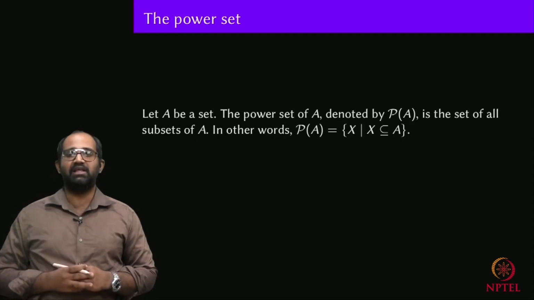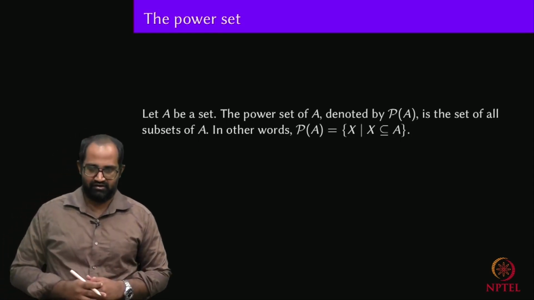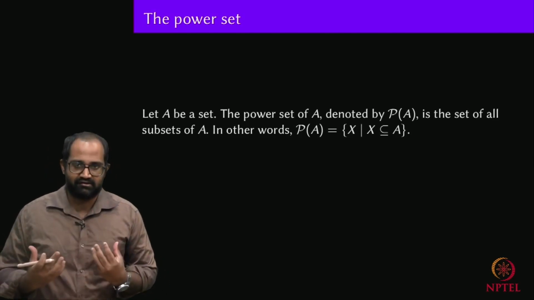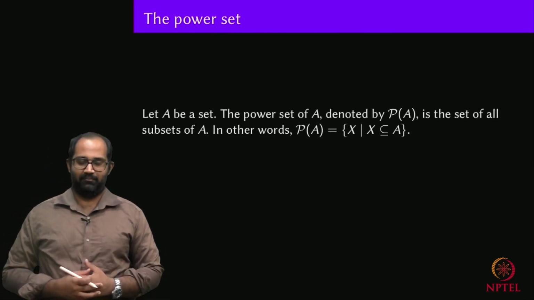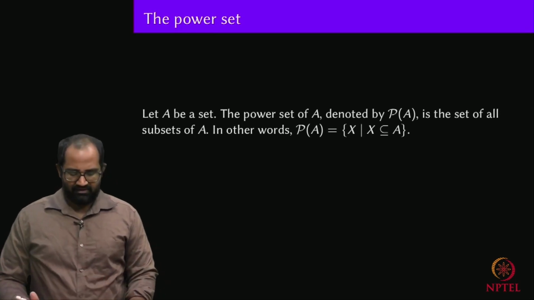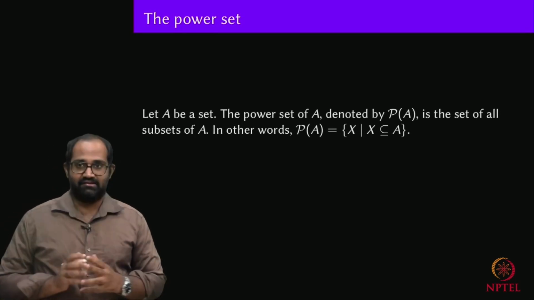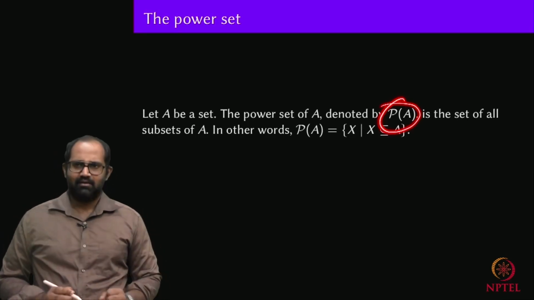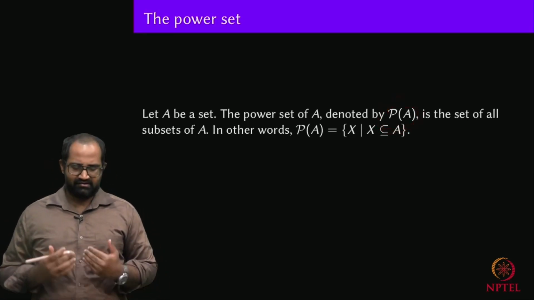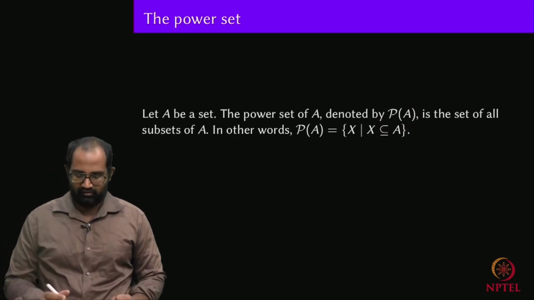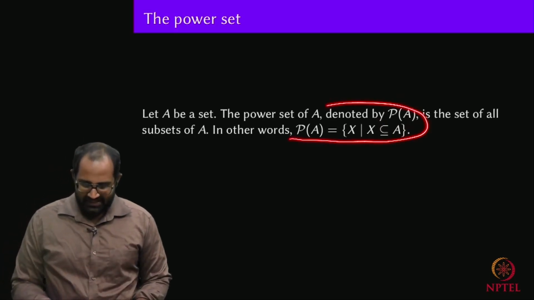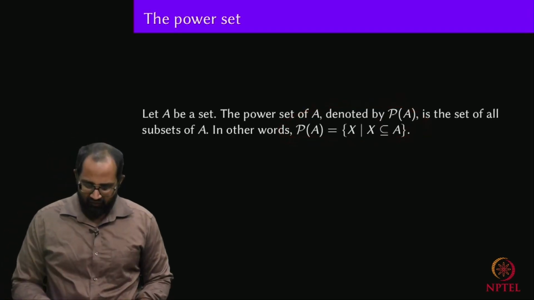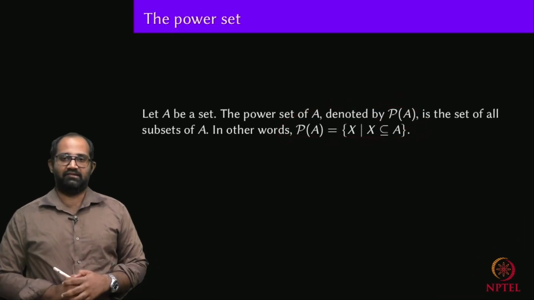Any function can be decomposed into a composition of these functions. Therefore, it is interesting to study how these bricks are laid out in more detail. We start with the power set. Let A be a set. The power set of A, denoted P of A, is a very simple collection. It is the set of all subsets of A. In more detail, the power set of A, denoted by P of A, is the set of all x such that x is a subset of A.